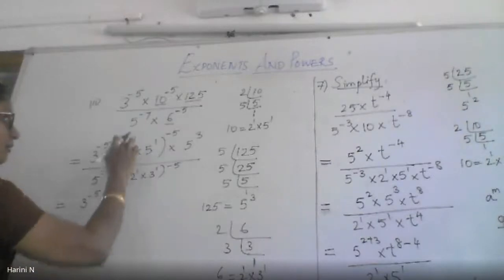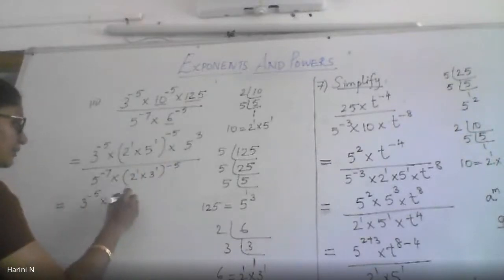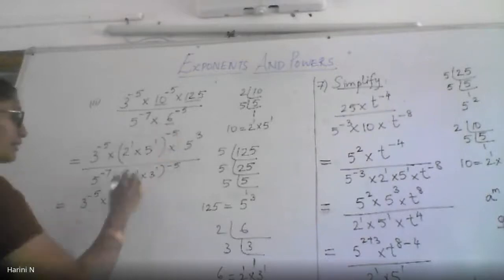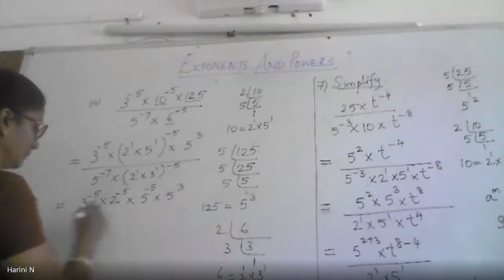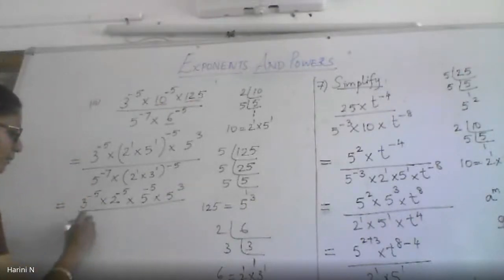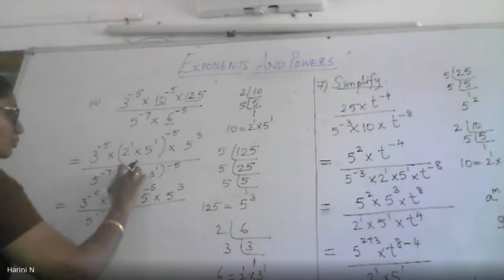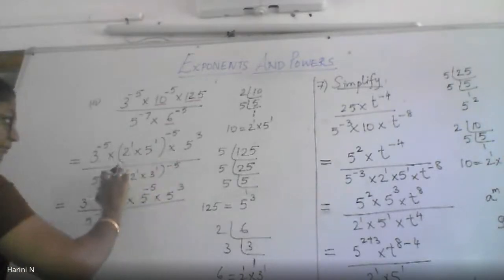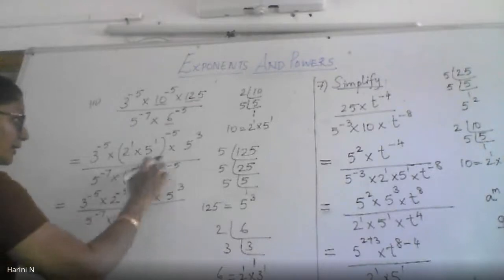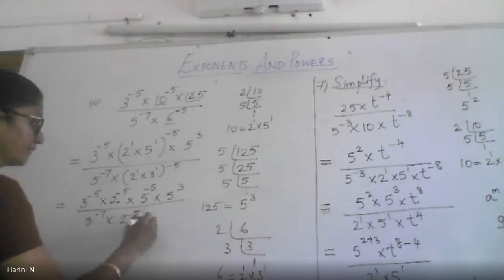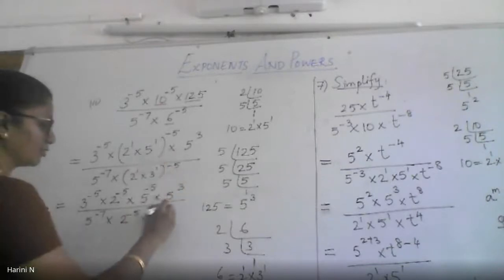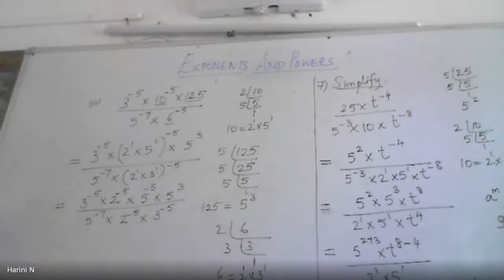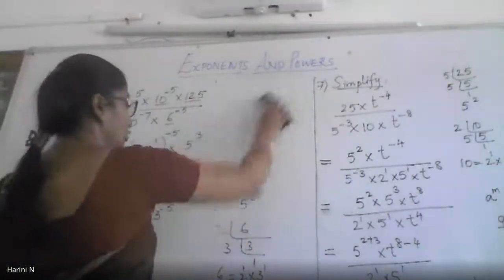So it will be 2 to the power 1 into negative 5, which becomes negative 5. Similarly, 5 to the power 1 into negative 5 will be 5 to the power negative 5 into 5 cube, divided by 5 to the power negative 7 into again 2 to the power 1 to the power 5. This is power of powers. So 2 to the power 1 into negative 5 will be negative 5. 3 into 3 will be 1 into negative 5. So 3 to the power negative 5. So this is how your problem will look after you have applied all those laws.